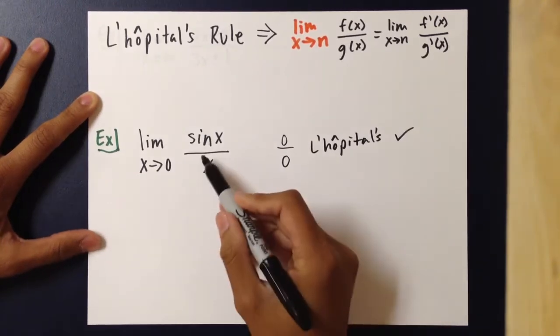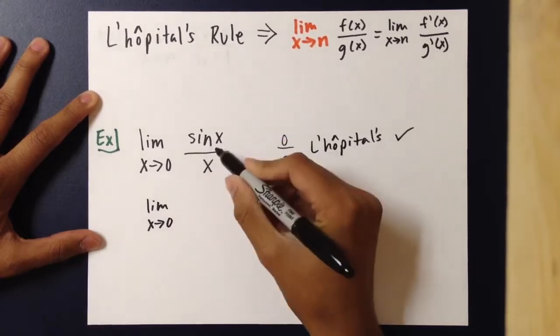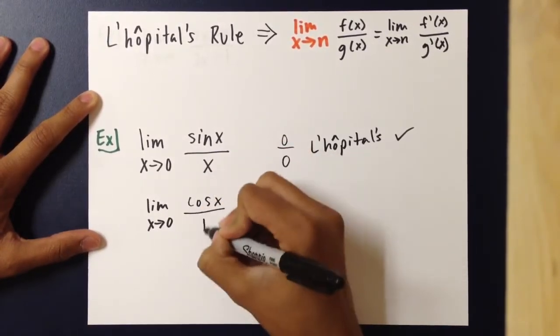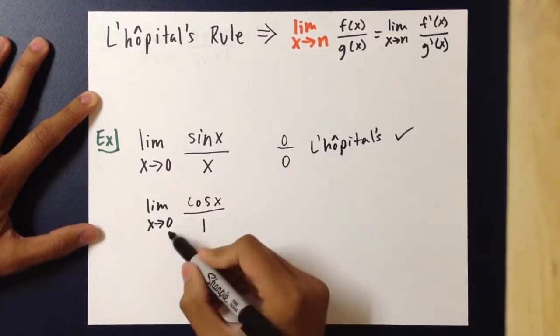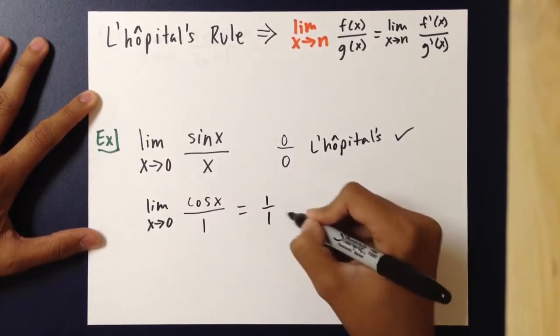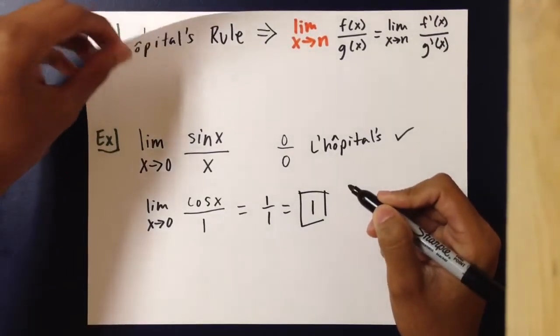Now, we take the derivative of the top and bottom: the derivative of sine of x is cosine of x, and the derivative of x is 1. When 0 is plugged in, cosine of x is equal to 1, so it would be 1 over 1 equals 1. And that would be your answer.